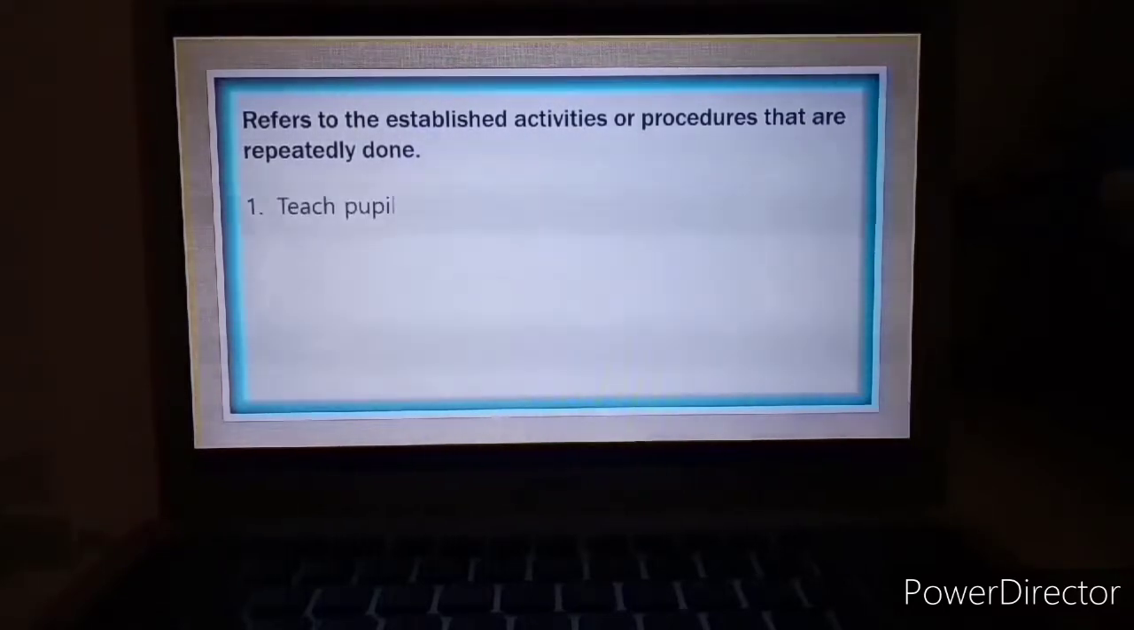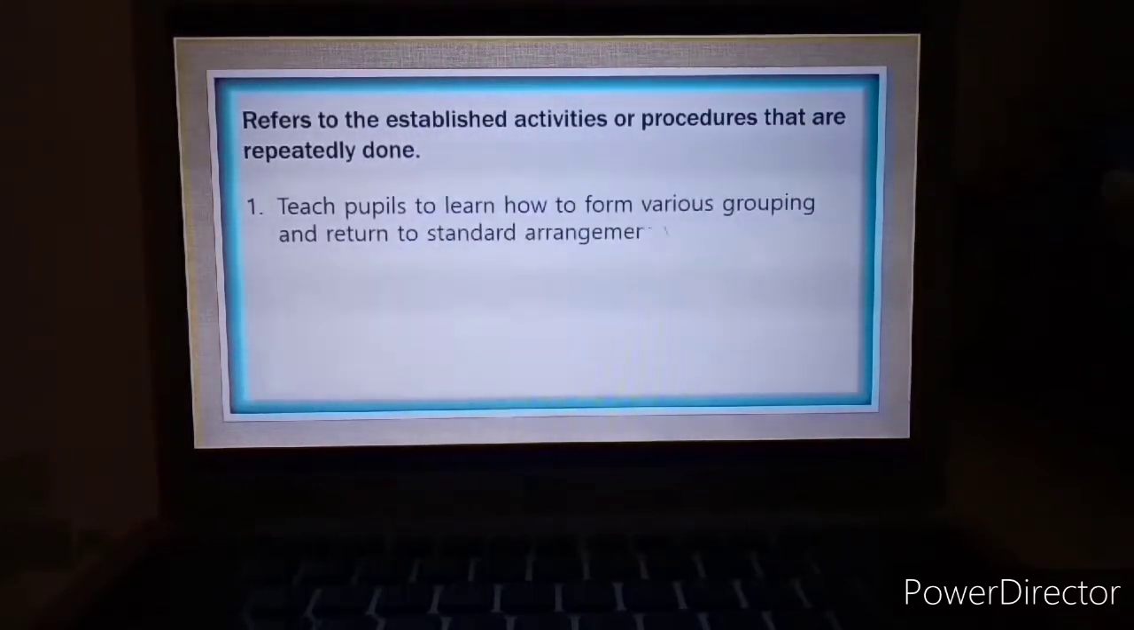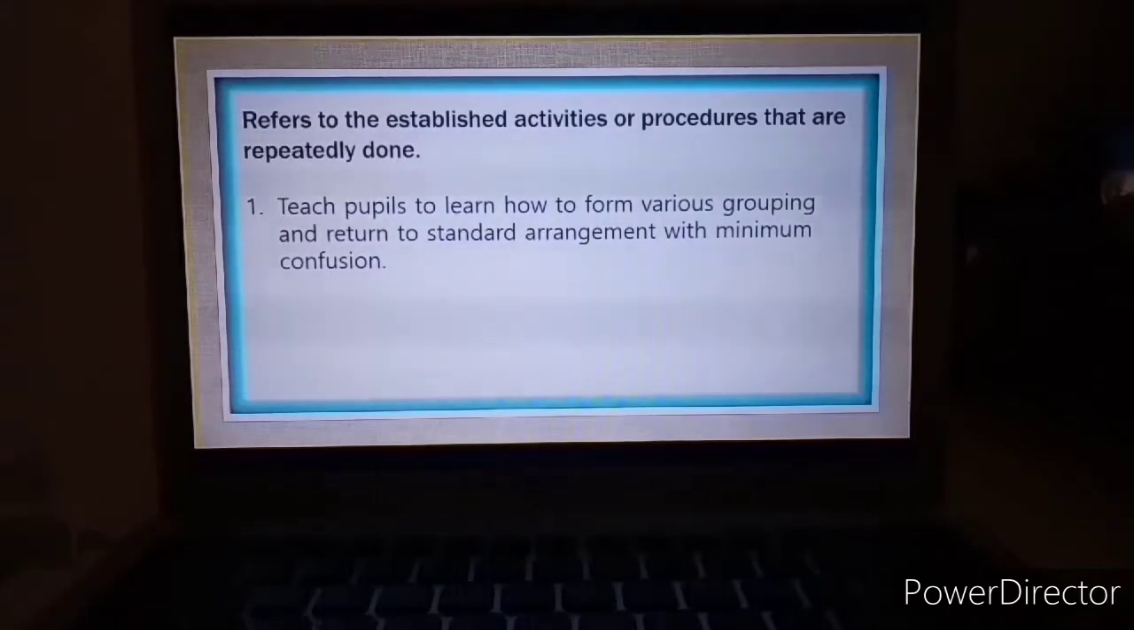Under this, teach pupils to learn how to form various groupings and return to standard arrangement with minimum confusion. As a teacher, it is our job to facilitate students in every activity. So, with these techniques, we're going to mandate them to create their own group and encourage every student to behave in order to avoid confusion.